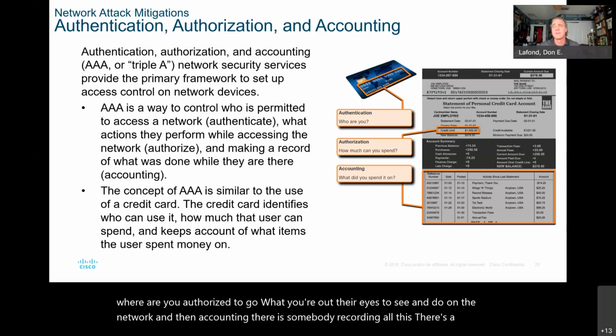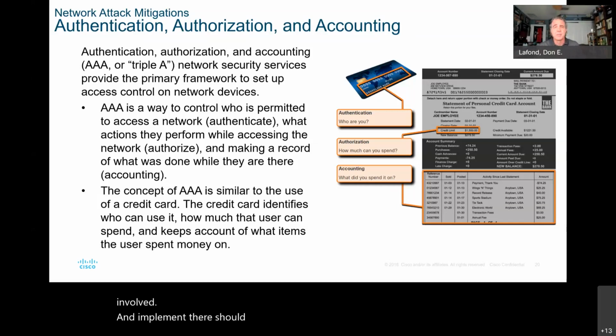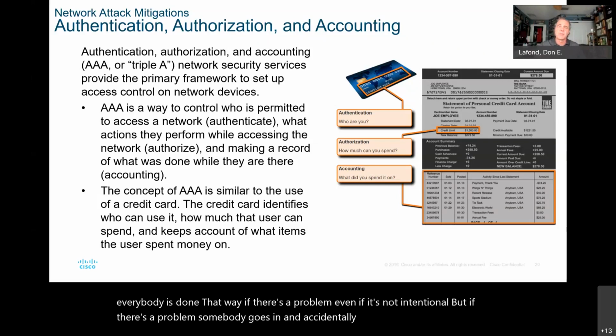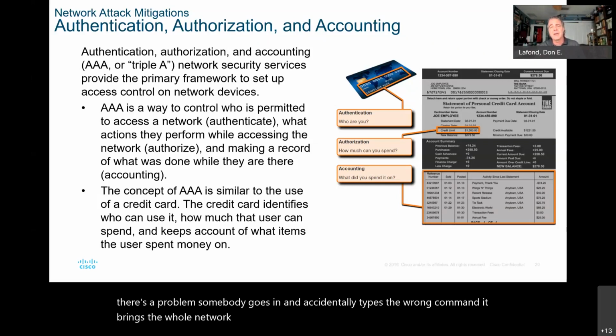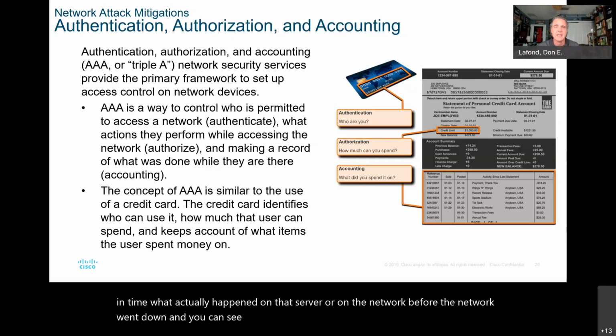There is a system involved, implemented, that should be at least, to show what every command is that everybody's done. That way, if there's a problem, even if it's not intentional, what if somebody goes in and accidentally types the wrong command, it brings the whole network down? Well, then you can actually go backwards and see in time what actually happened on that server or on the network before the network went down, and you can see the error perhaps that was made, and then you can easily correct that error and bring it back up again.